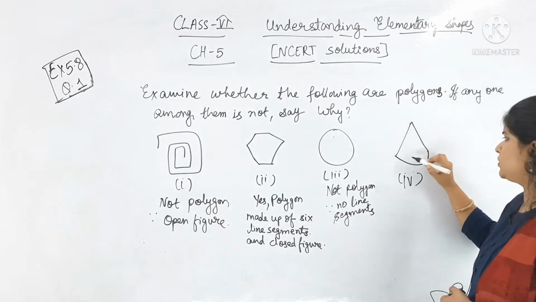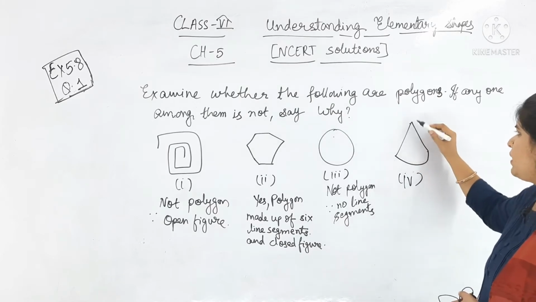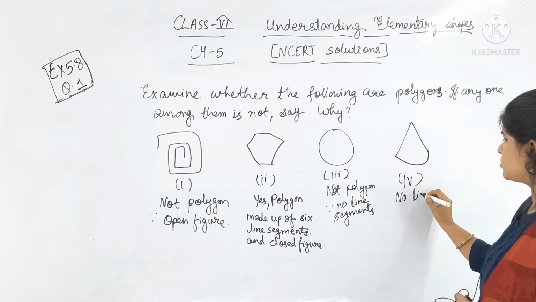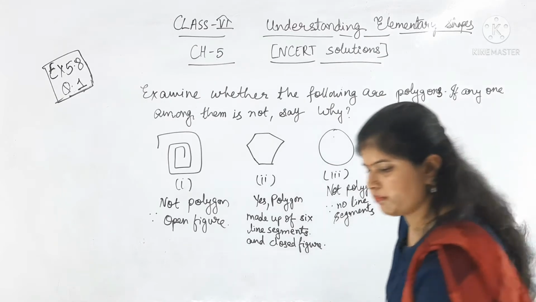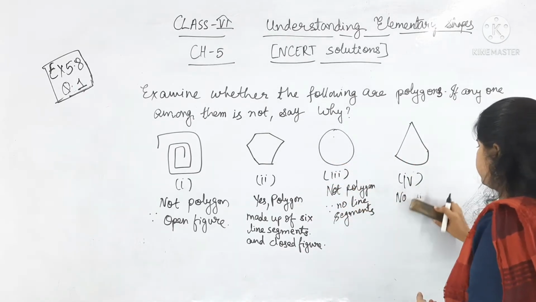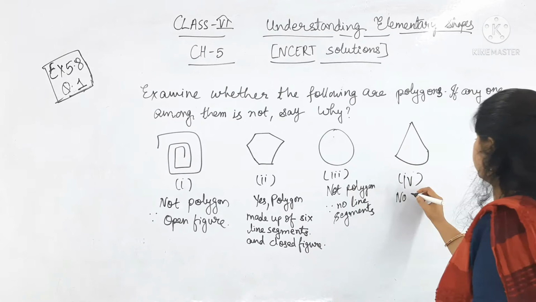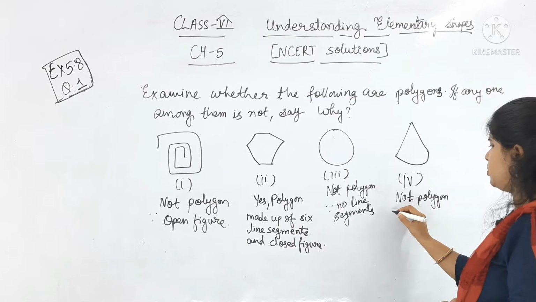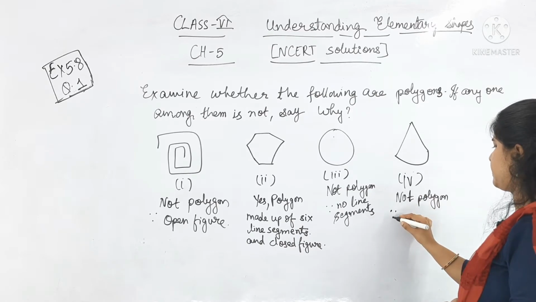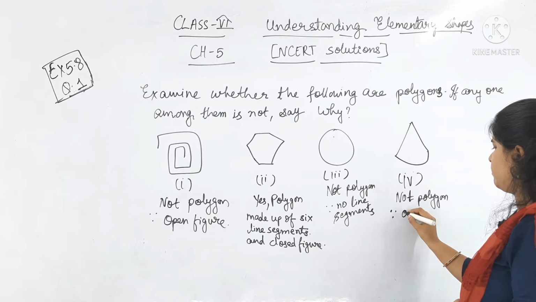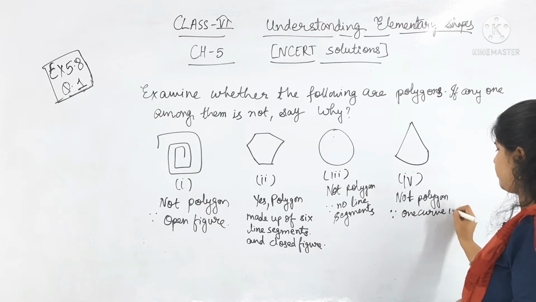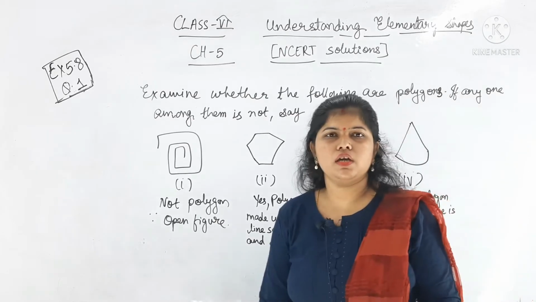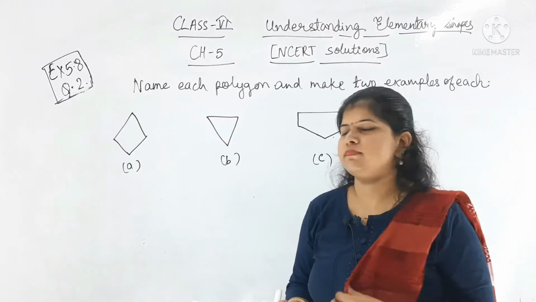Okay, here you can see this is a cone. Okay, 2 line segments are there but 1 curve is there. Therefore, not polygon. Not polygon because 1 curve is there. Polygon should be made up of line segments. Okay, so that is about your question number 1.